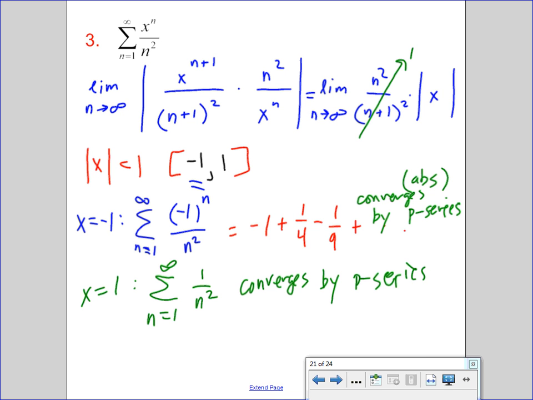I could still have a square bracket here if this had converged conditionally. I would have a square bracket for the interval of convergence, but I would say it converged conditionally at one of the endpoints. Here, I converge absolutely for all x values, negative 1 through 1 inclusive. You guys see that?